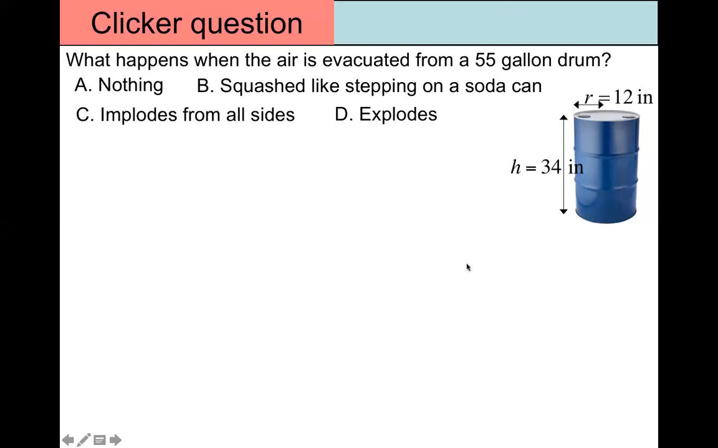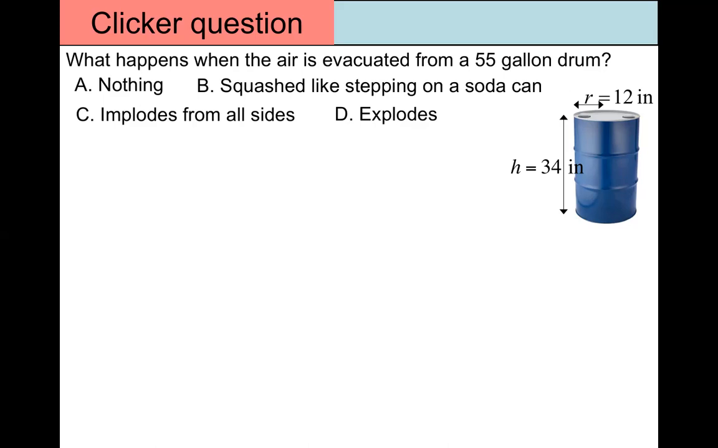But like I said previously, if air is only pushing in from one side, we are in deep trouble. So let's take a look at this question. We're looking at a big can with a radius of 12 inches at the top and bottom surface and a height of 34 inches. So this is in the shape of a cylinder. What do you think will happen when air is evacuated from this can? I'll give you a moment to think about this.